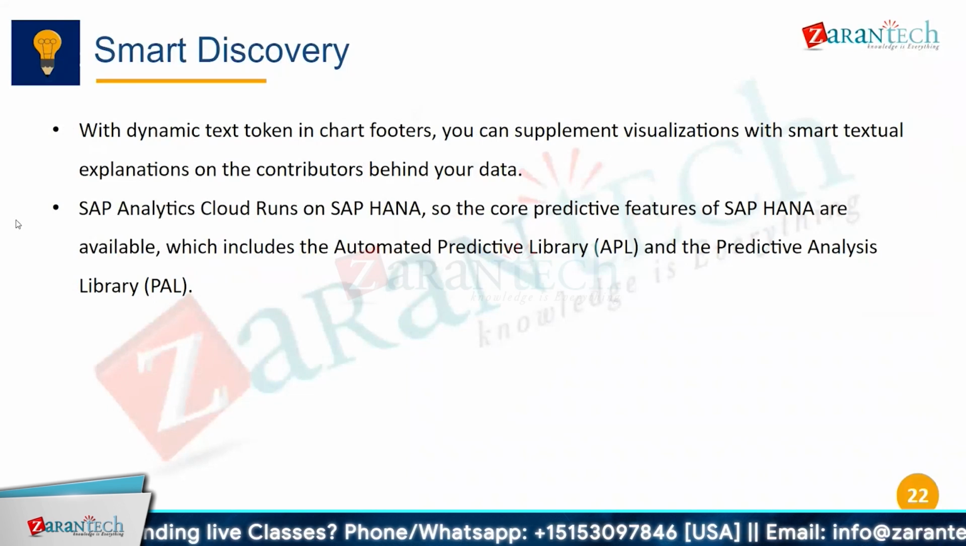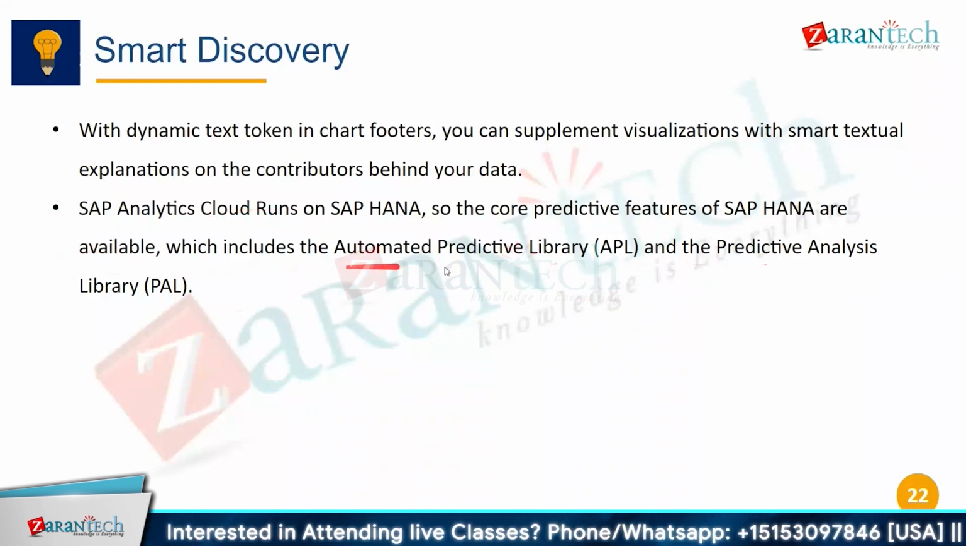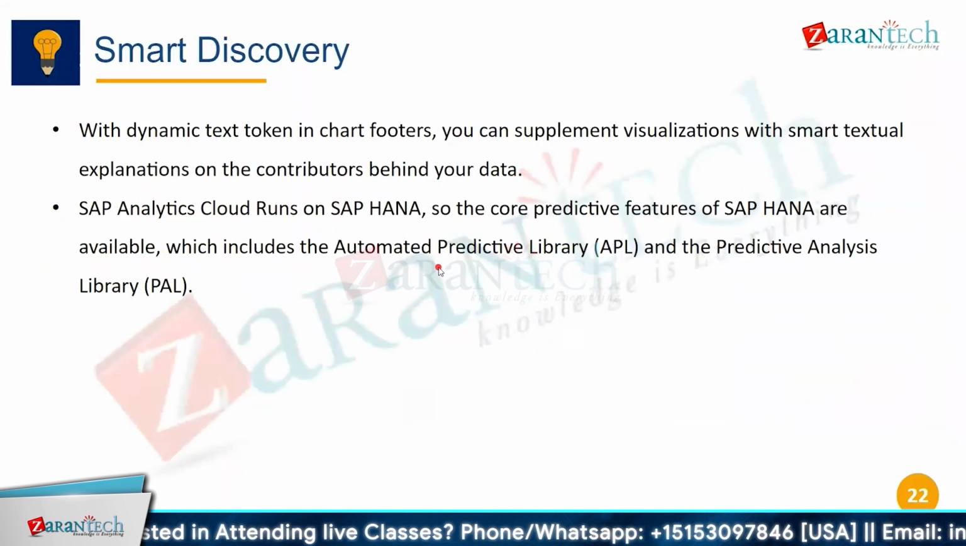SAC runs on SAP HANA. As discussed earlier, SAP Analytics Cloud is running on SAP HANA in the business technology platform of SAP. Whatever core predictive features are available in SAP HANA as such will be available in SAC, like the Automated Predictive Library, APL, and the Predictive Analytics Library, PAL. If you have worked on SAP HANA, then these are some of the libraries that are useful to generate the predictions. Since SAC runs on HANA, it is available readily. So that is with respect to smart discovery.